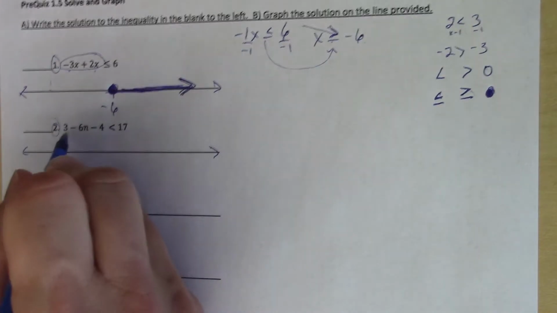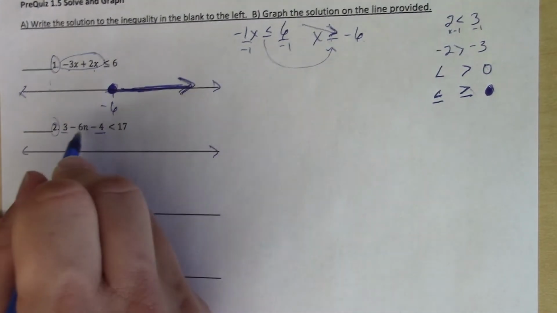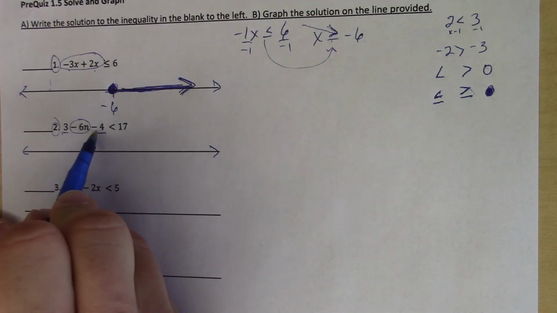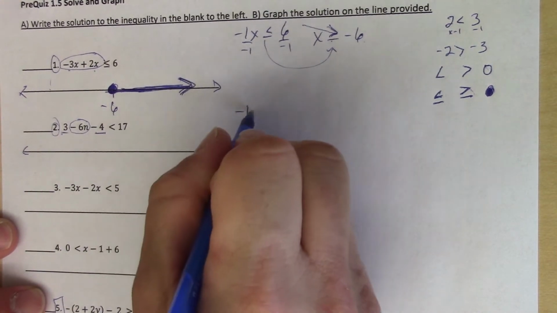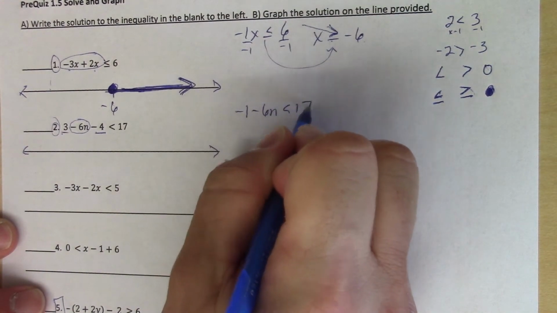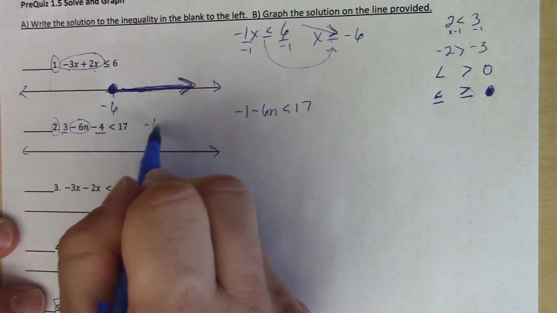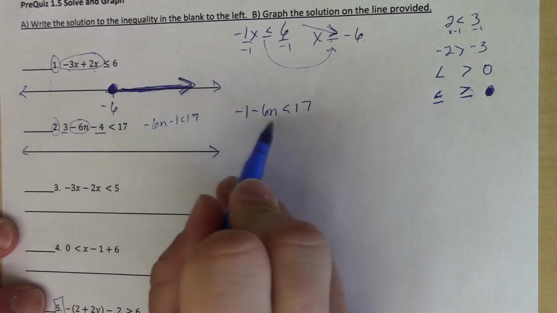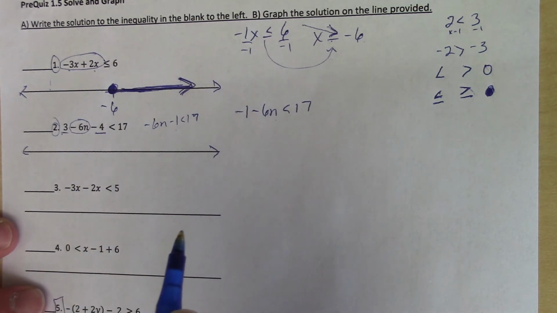Number 2. I'm going to combine my like terms first. And forget about this negative 6n. That's a term by itself. This is 3 minus 4. And that is negative 1. Minus 6n is less than 17. You could have rewritten this as negative 6n minus 1 is less than 17. It doesn't matter if you write it in this order or in this order, as long as you have your negatives in the right place.